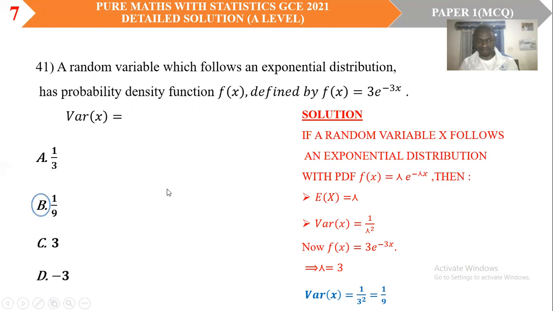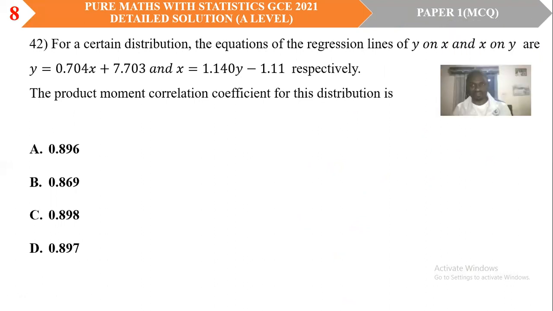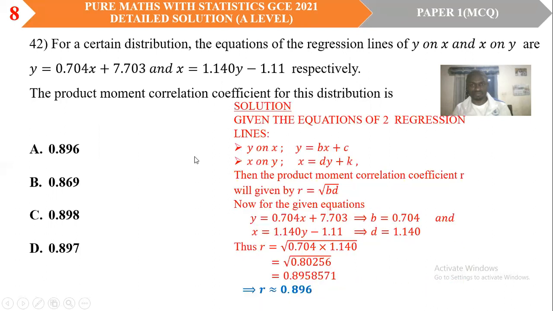Answer B. Question 42. For a certain distribution, the equations of the regression lines of y on x and x on y are y equals 0.704x plus 7.703 and x equals 1.140y minus 1.11 respectively. The product moment correlation coefficient for this distribution is: solution.